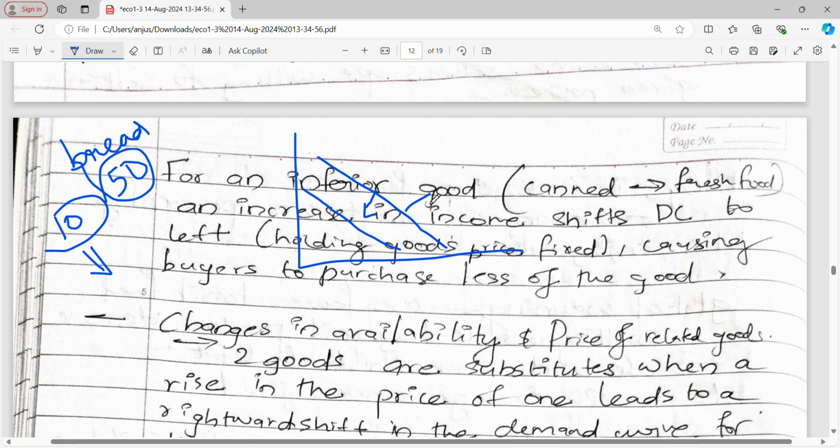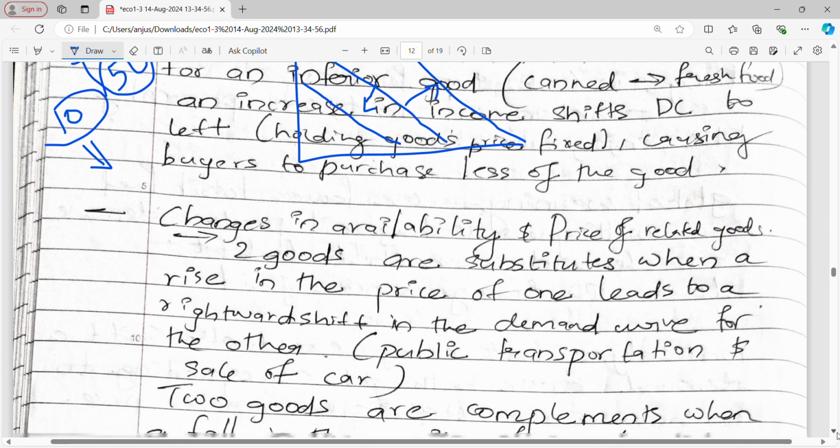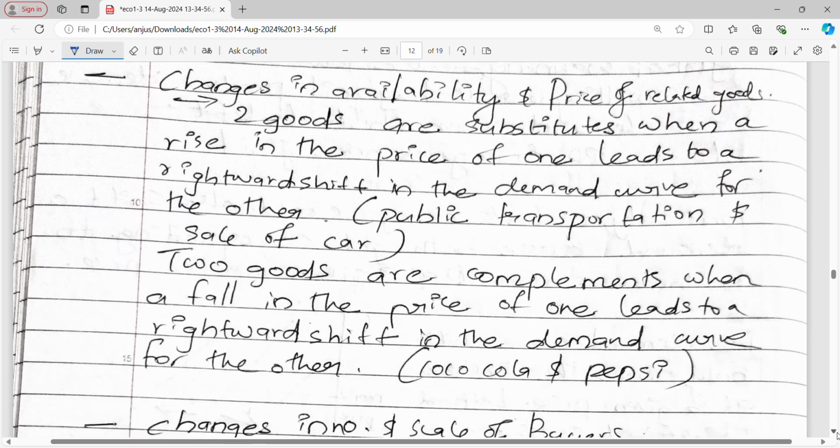But again, when your income decreases, you won't be able to afford this 50 rupee bread, because you need to look at other expenses as well. So your demand for the inferior bread, this 10 rupee bread, will increase. The quantity demanded will increase. Okay, that's it.